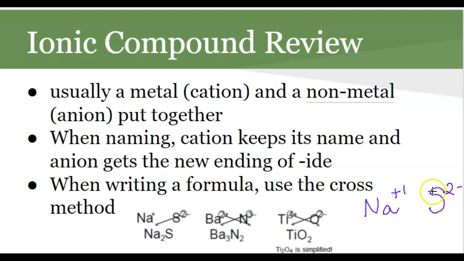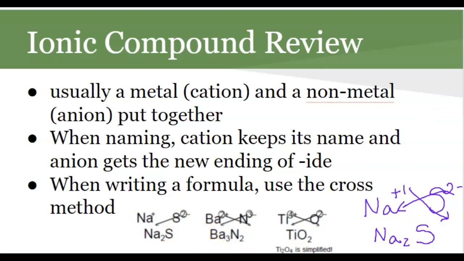So there's this little crisscross method where basically to figure out how many you need, you just switch the charges and those become your subscripts. So I need basically 2 Nas to satisfy 1 sulfur. Each one of these has +1, so together they make +2, and that will balance out this. So that's what this crisscross method means.